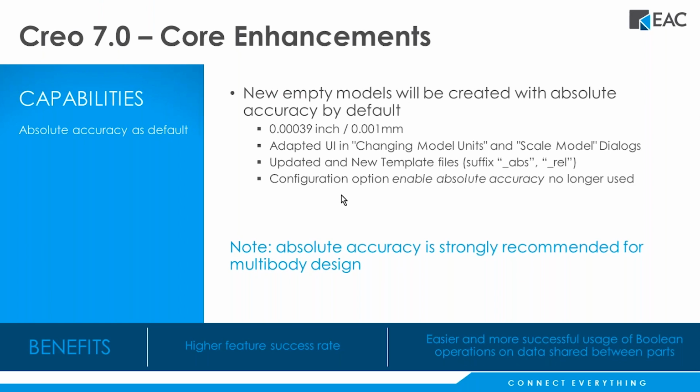So Creo has fundamentally changed a little bit in the way that it looks at the accuracy of the models. And again, the default is 0.0039 or 0.01 millimeters. But you can set those differently as you choose.